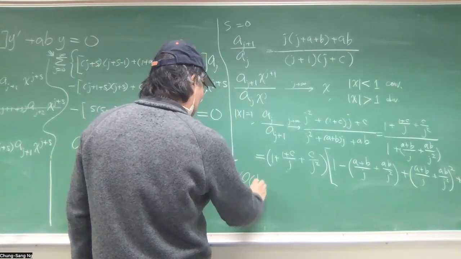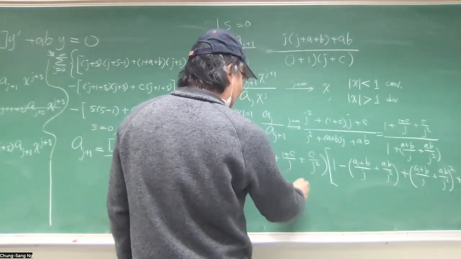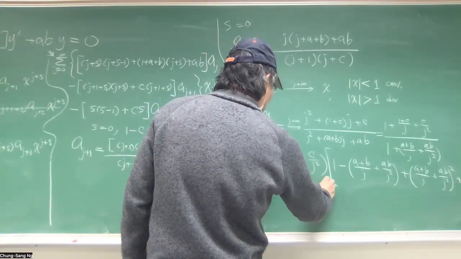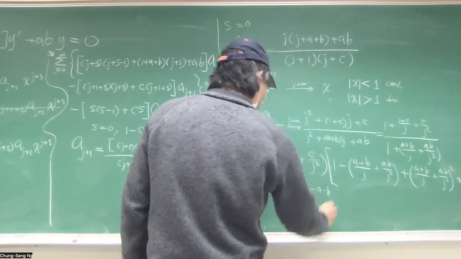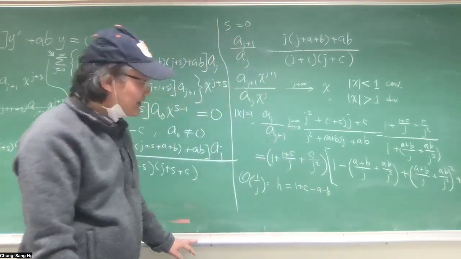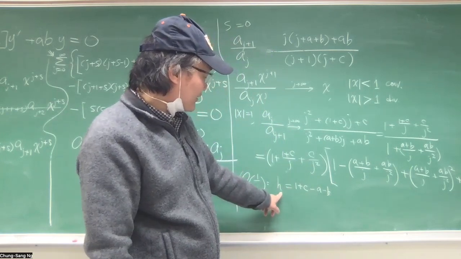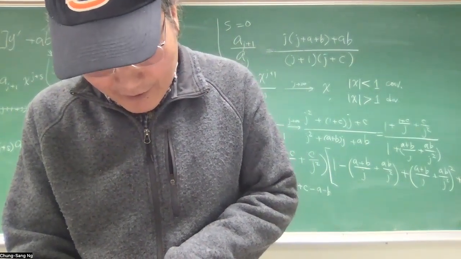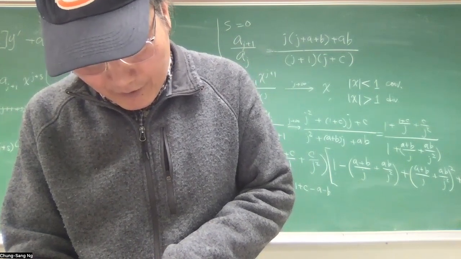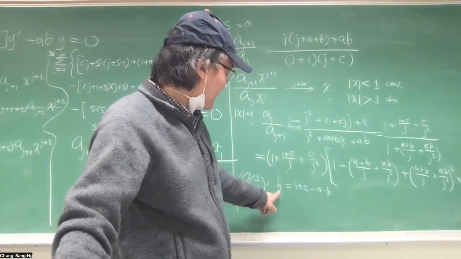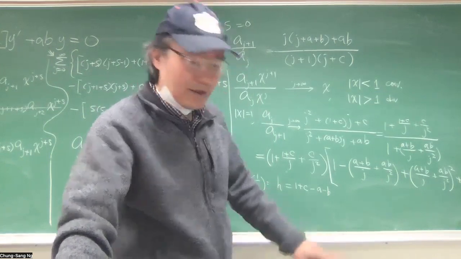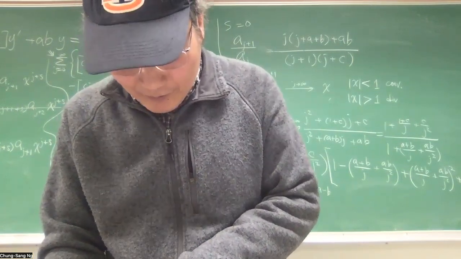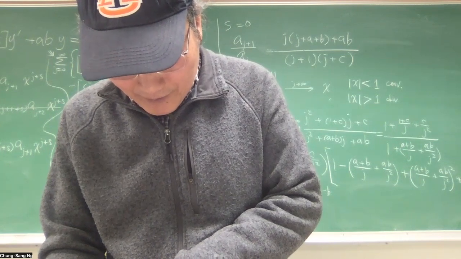The order of 1 over j gives you the coefficient, which the Gauss test calls h. H is 1 plus c minus a, minus a plus b, so minus a. So it's still undetermined whether h is greater than 1 or less than 1 from the Gauss test. If h is less than 1, it's divergent. If h is greater than 1, that is convergent. If h is 1, then you need the second order term.